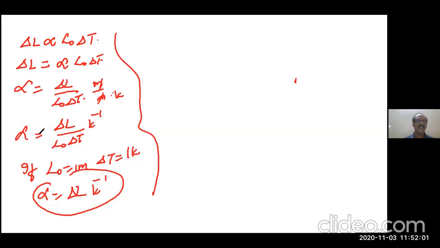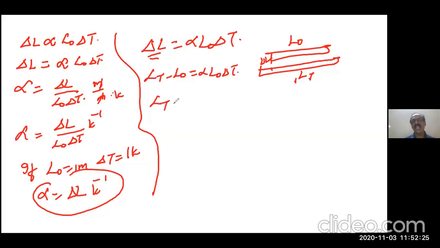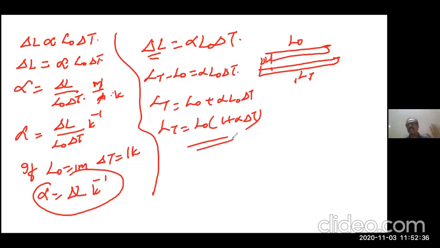Now, here we can write delta L is equal to alpha L naught delta T. Delta L is nothing but LT minus L0, isn't it? Because initially it was L0, now it has changed to LT after heating. The change in length is delta L. So we can say LT minus L0 equals alpha L0 delta T, or LT is equal to L0 plus alpha L0 delta T. LT is equal to L0 into 1 plus alpha delta T. This is the formula of linear expansion.